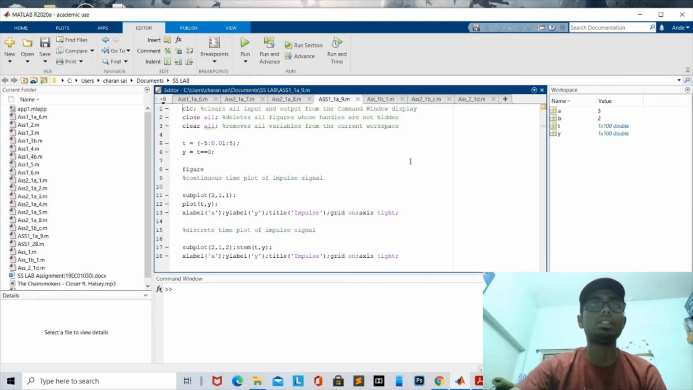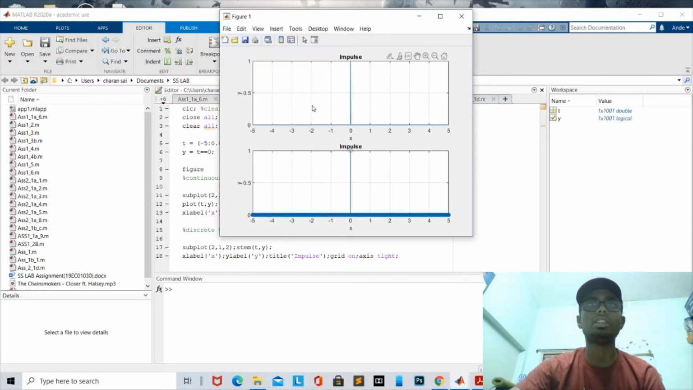And moving to the next one, what is impulse? An impulse at t equal to 0 should be assigned some finite value. Here I am assigning it equal to 1, and for t greater than 0 and t less than 0, it should be equal to 0. So I've used a statement here, y is equal to t equal to 0. So I'll run the code and show you the graphs here. Here comes the continuous plot of the impulse, and here comes the discrete plot of the impulse signal.